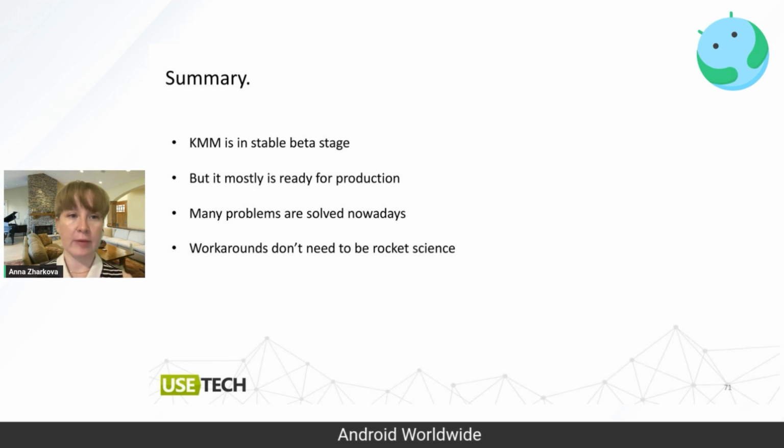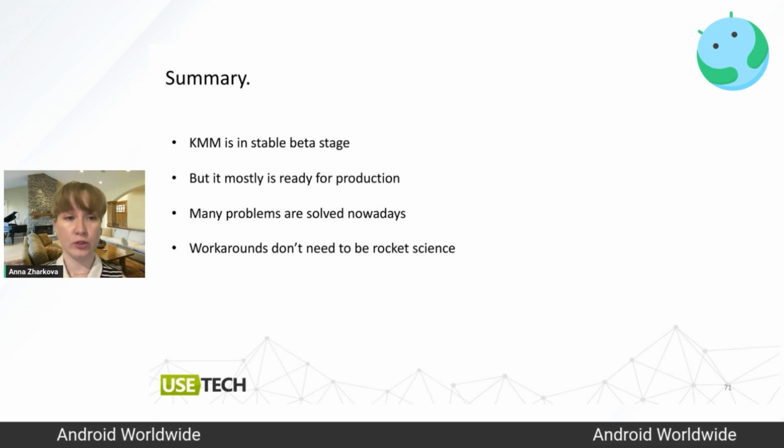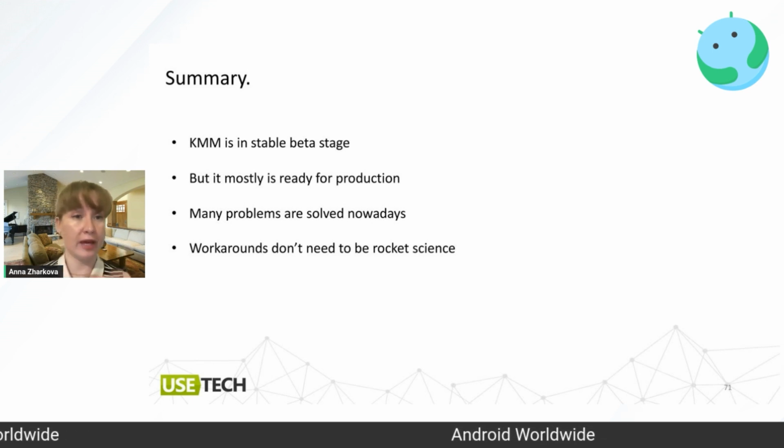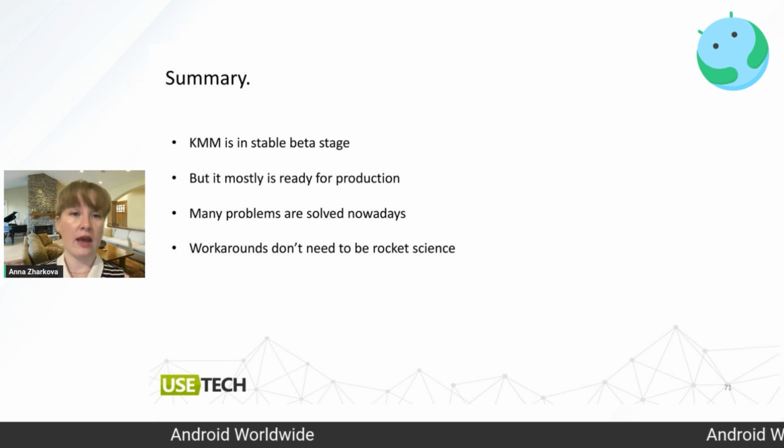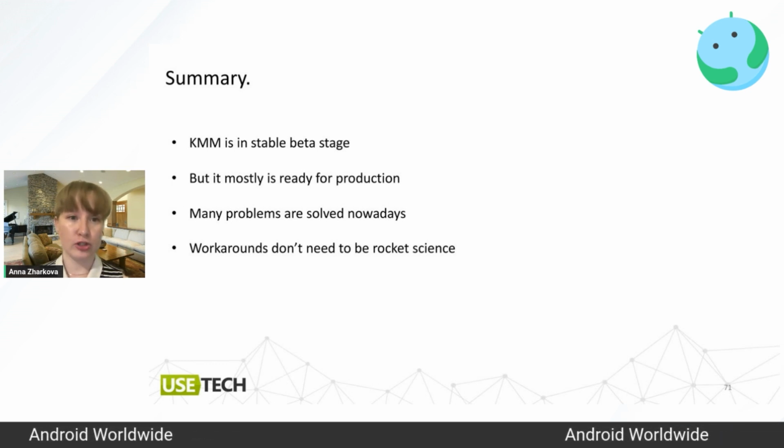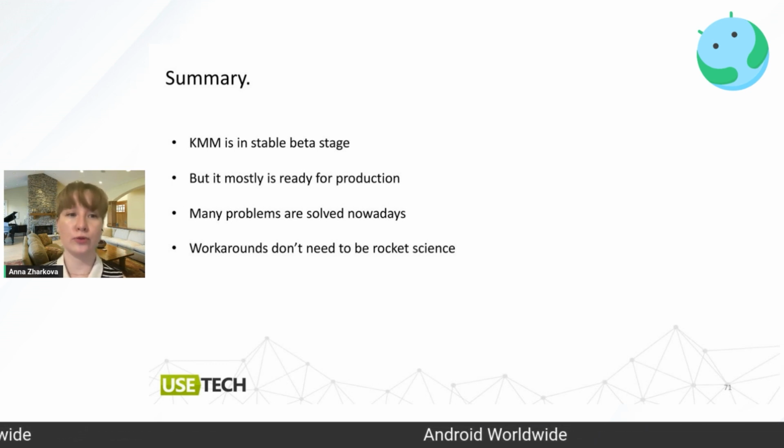What I could say about Kotlin Multiplatform, it's a really stable beta solution. Yes, it's a stable solution, but better because of small differences between different versions. And it's mostly ready for production, mostly because there are also small differences between different versions.